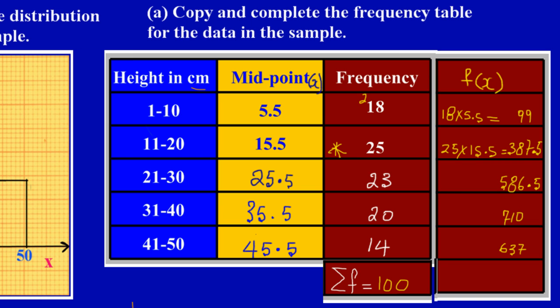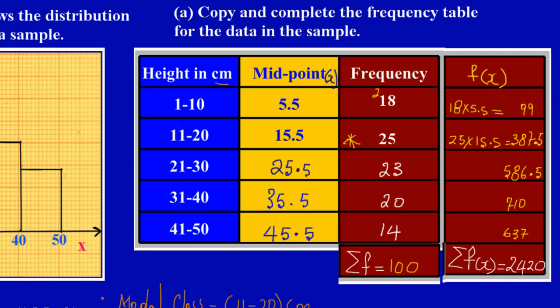So really what we're trying to find is the sum of our f of x values. Alright, so we need to take the sum of our f of x values, and that would be equal to, when we add up all these values that we have just calculated, 637 plus 710 plus 586.5 plus 387.5 plus 99, we would get a total of 2420. Okay, so really that's how we calculate the sum of our f of x.